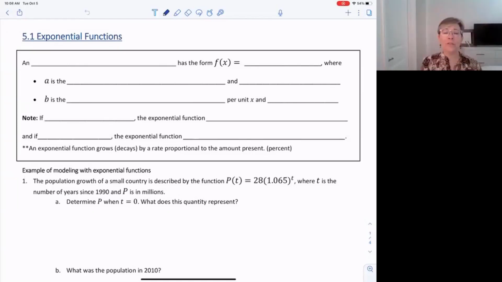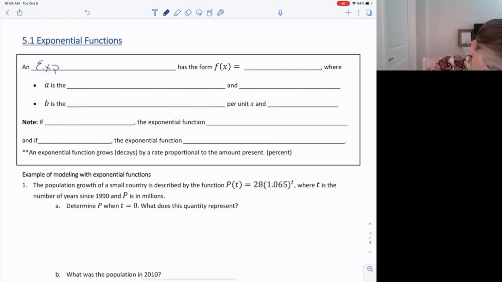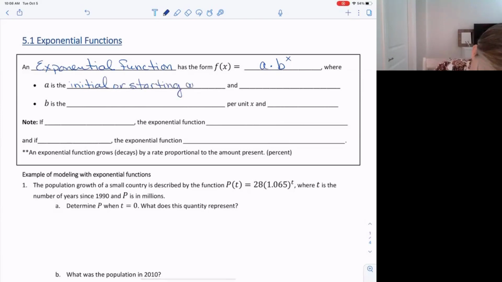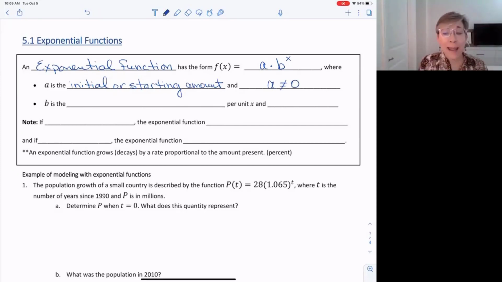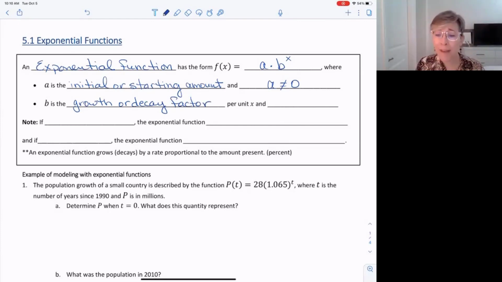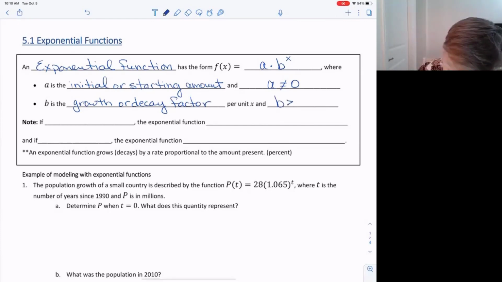Everyone, we are now ready for 5.1 exponential functions. An exponential function has the form f of x equals a times b to the exponent of x. That's what makes it exponential: the variable is in the exponent position, where a is the initial or starting amount, and the starting amount cannot be 0, and b is the growth or decay factor per unit of x, and b has to be greater than 0 and it cannot equal 1.